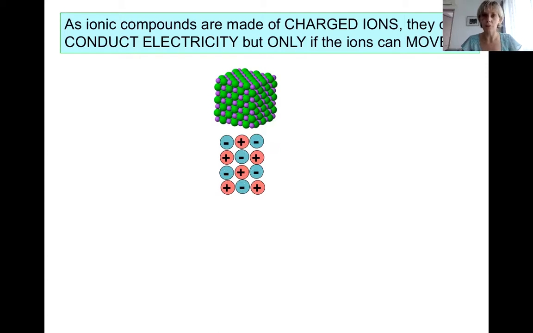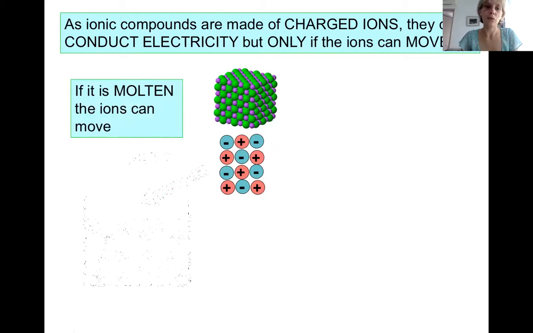Because ionic compounds are made of charged ions, obviously we have our positive and our negative ion, they conduct electricity if the ions can move. So while our ions are in our 3D structure, while they're held together in a solid, thinking back to particle theory, these ions are only vibrating. They're staying in the spot. They can't move past one another. So there is no way for them to conduct the electricity. They're held in place by the forces between one another. So solid ionic compounds will not conduct electricity.